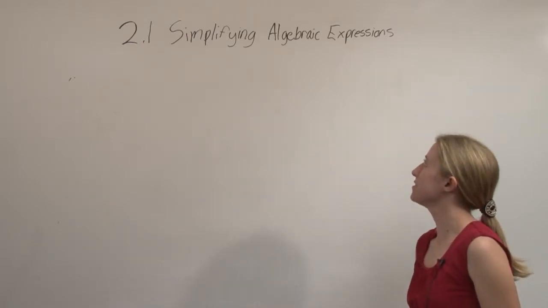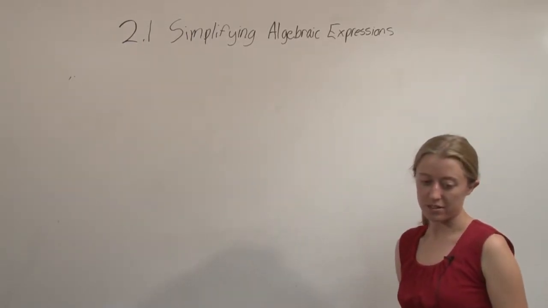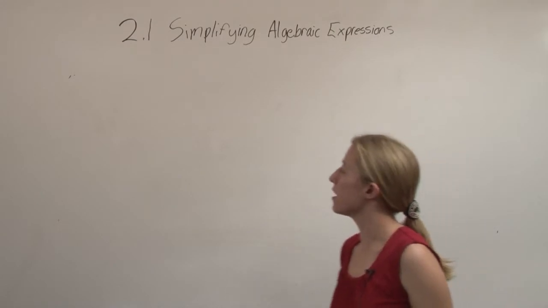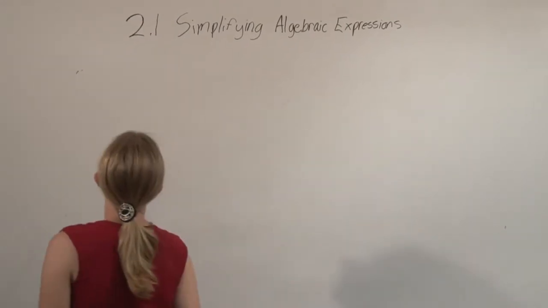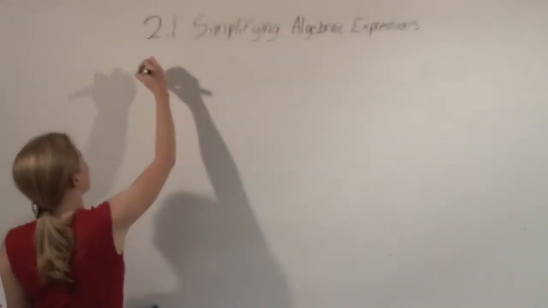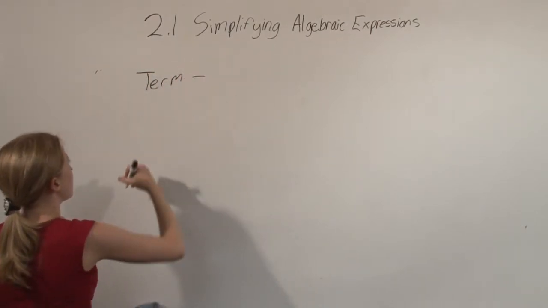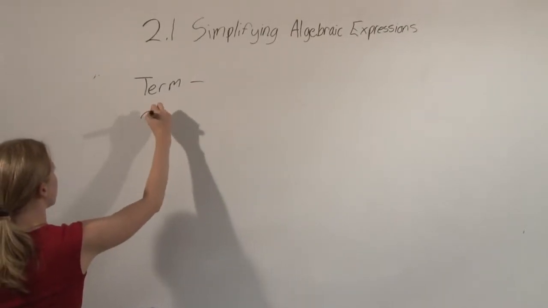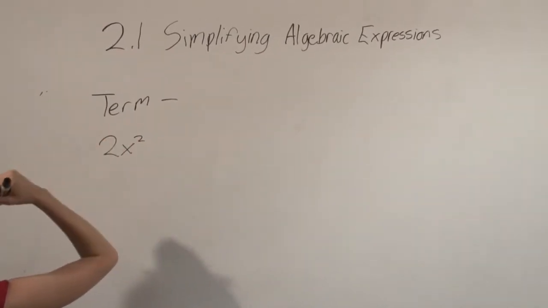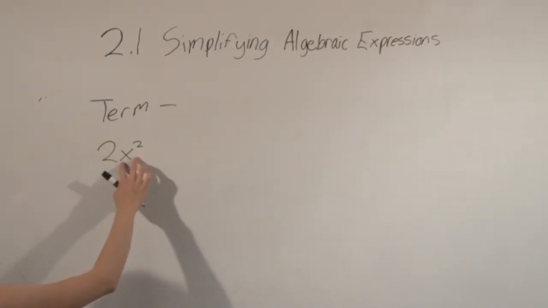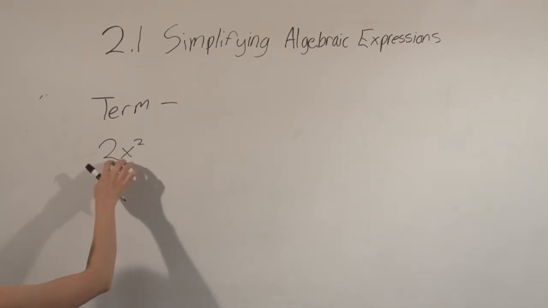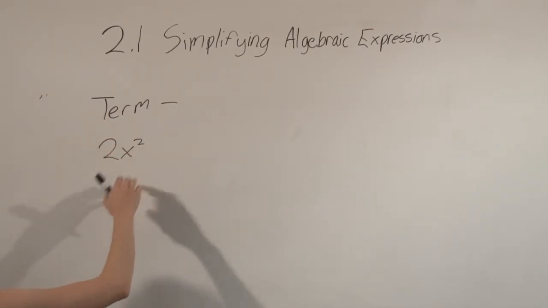This video is on simplifying algebraic expressions. So there's a couple of different terms we need to go over before we can start doing that. One of those terms is, what is a term? And so in algebra, a term is a variable that can or cannot have a number, like a coefficient.